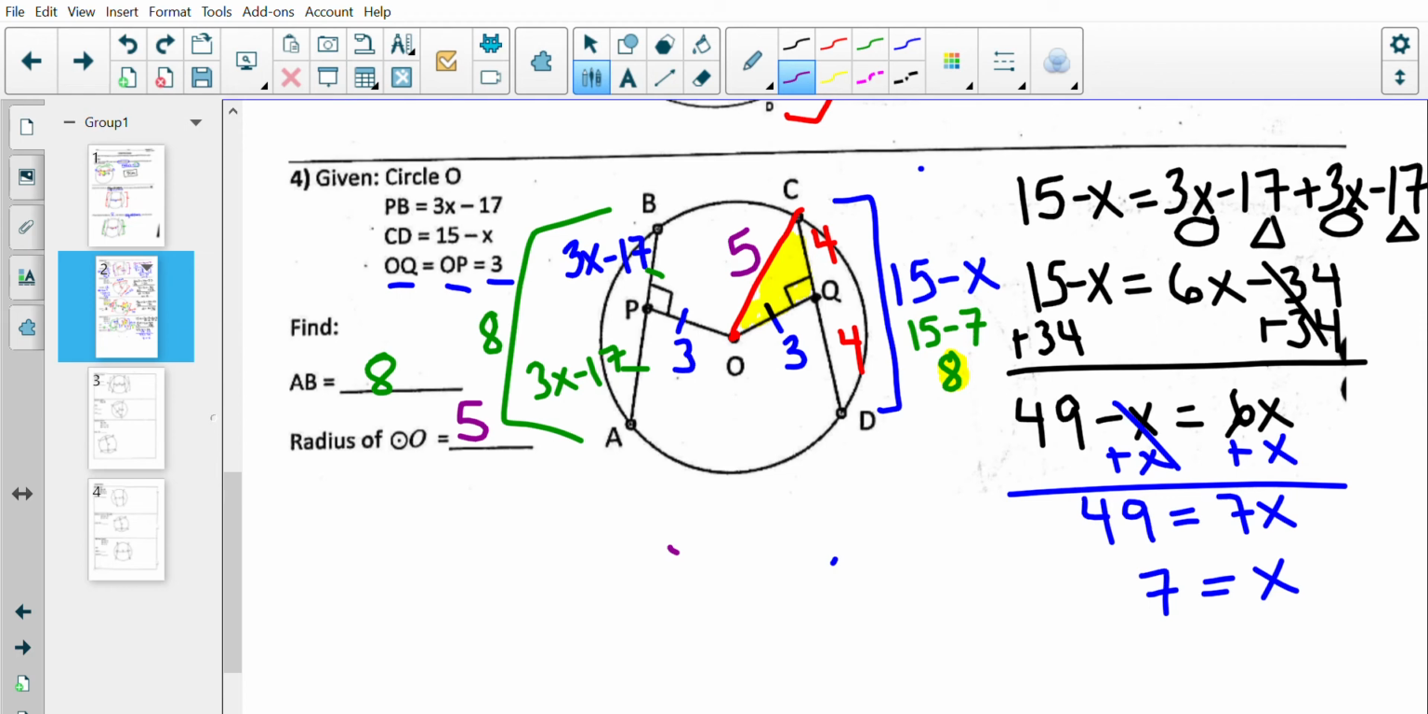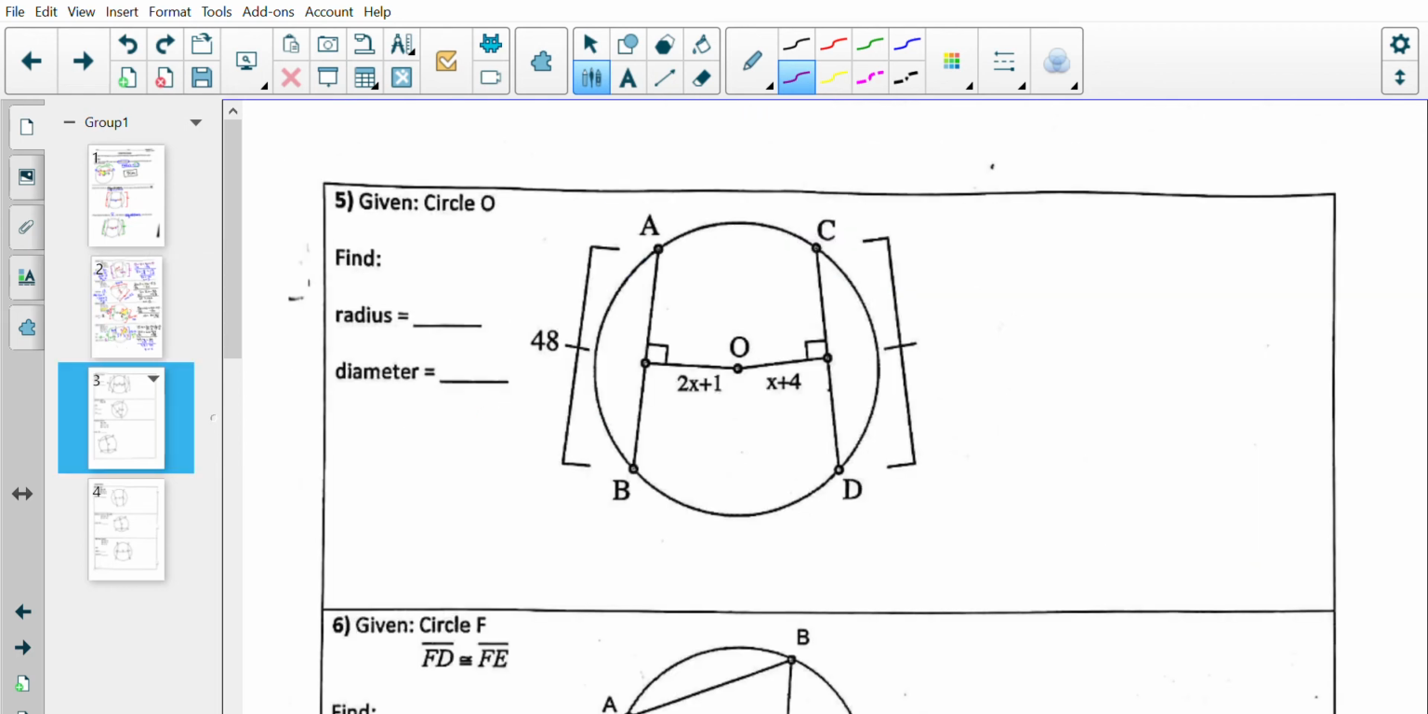Alrighty, let's turn the page. So here we have circle O. We want to find the radius and we want to find the diameter. Okay, well, what are we being told here? We are being told that chord AB is congruent to CD because they both have the same amount of tick marks. So if AB is 48, then CD is also 48.